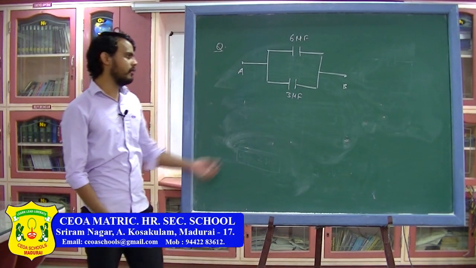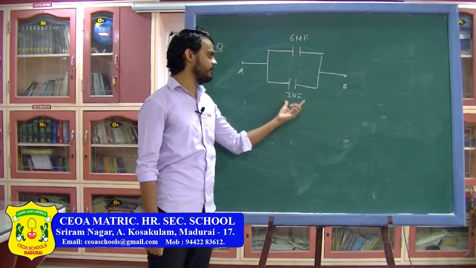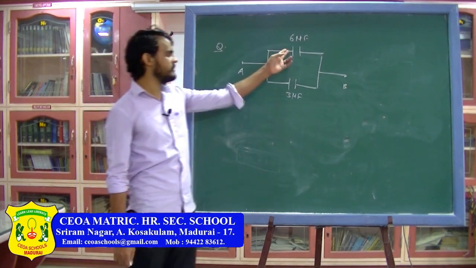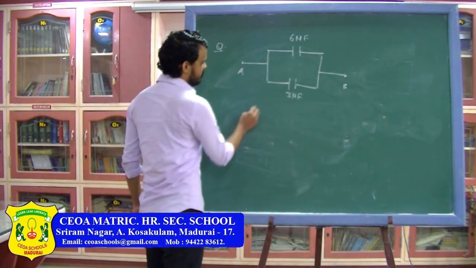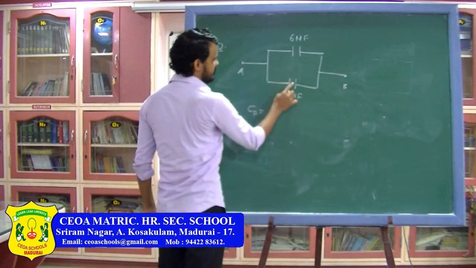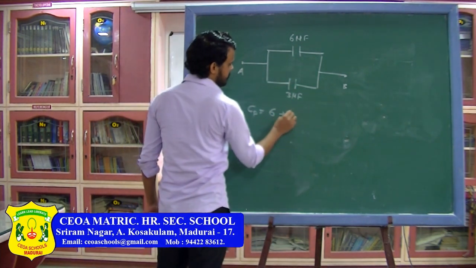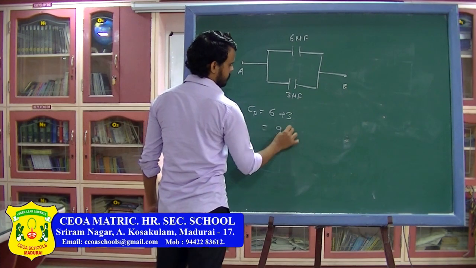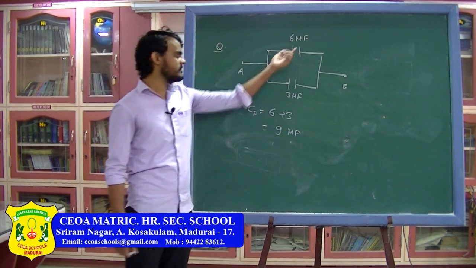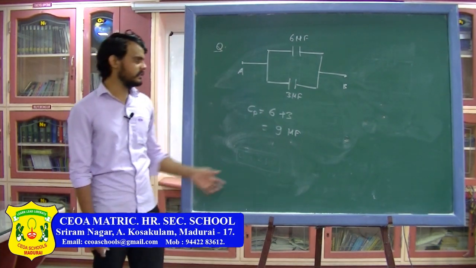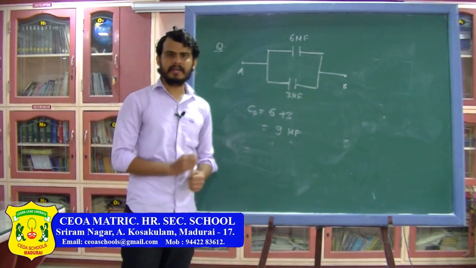Now you have a combination of two capacitors, 6 microfarad and 3 microfarad, and you can see these two are connected in parallel. So in parallel combination, the equivalent formula can be written as C1 plus C2. So this will be 6 plus 3, which is equal to 9 microfarad. So in parallel combination, you simply need to add the capacitances of the capacitors, and you will get the equivalent capacitance.